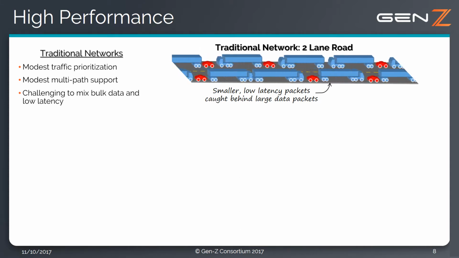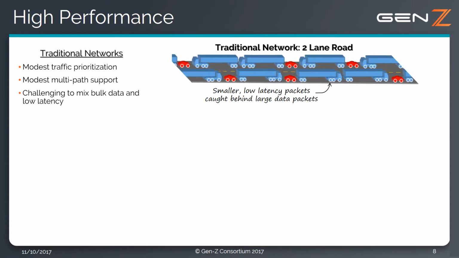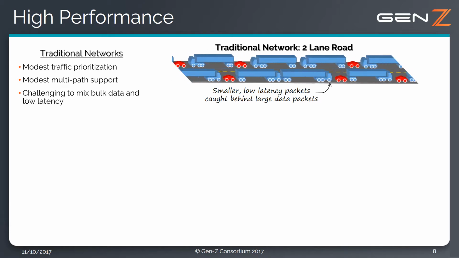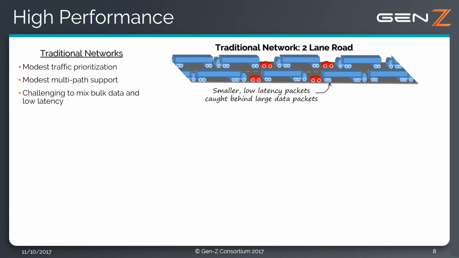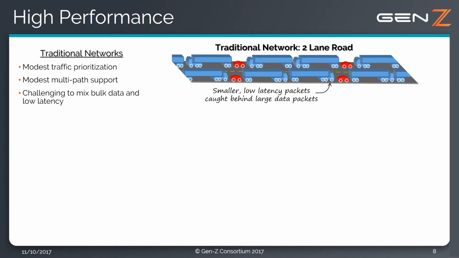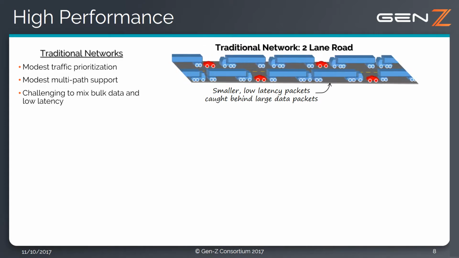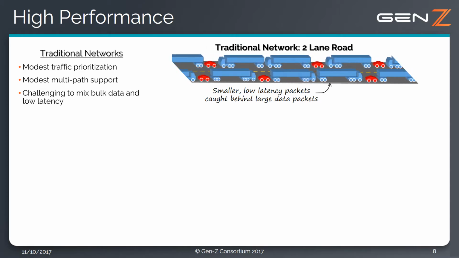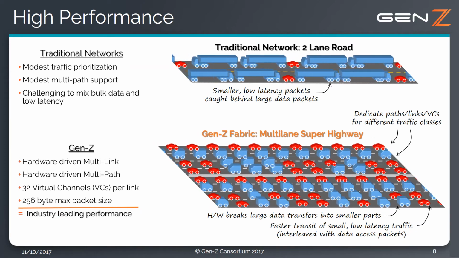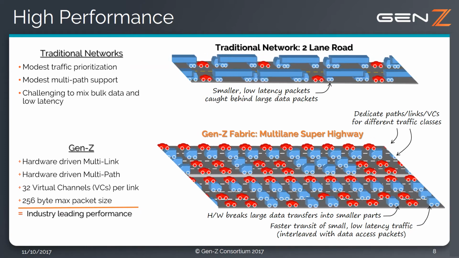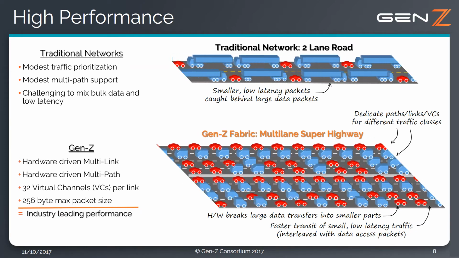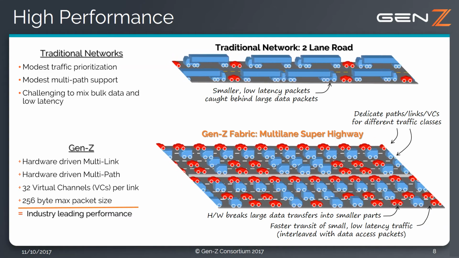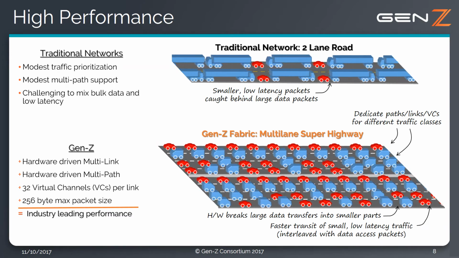Just like our 2-lane road, traditional networks have always been challenged with mixed-use data access and messaging. These problems are compounded if we try to overlay CPU load store accesses to byte addressable memory over networks like these. Gen Z, on the other hand, is effectively a multi-lane superhighway. With its multi-link and multipath technologies, Gen Z effectively provides multiple traffic lanes through the fabric.